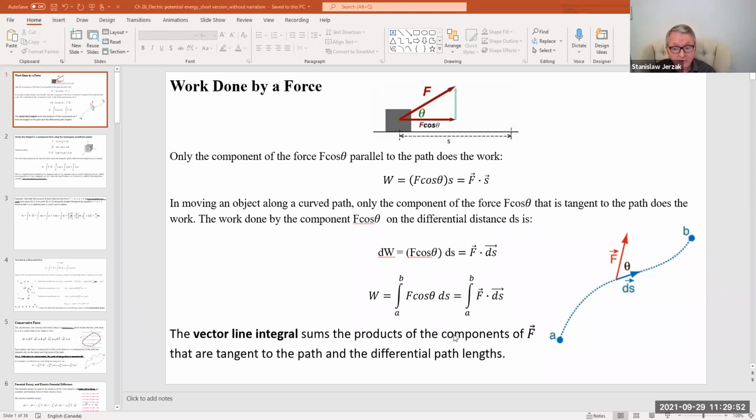Today's lecture will be devoted to electric potential energy, and whatever I teach today and on Friday will not be included on the test on Monday next week. But I have to start to teach that concept of potential energy and electric potential difference because there is a lot of material to cover.